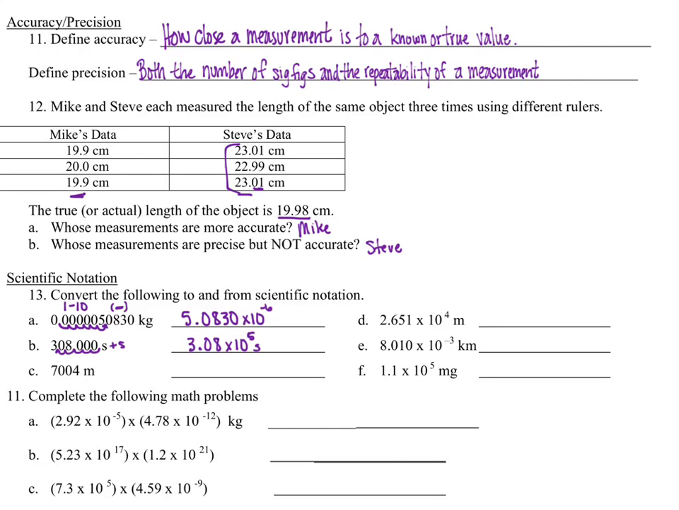Okay. All right, my next number is C. Again, I would want my decimal point there because I want this number to be between 1 and 10. 1, 2, 3. So it would be plus 3. So it would be 7.004 times 10 to the 3rd power. And my unit would be meters.